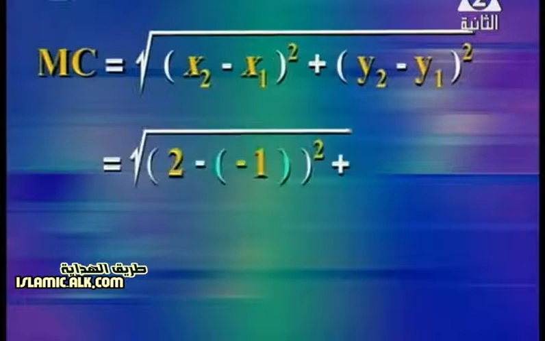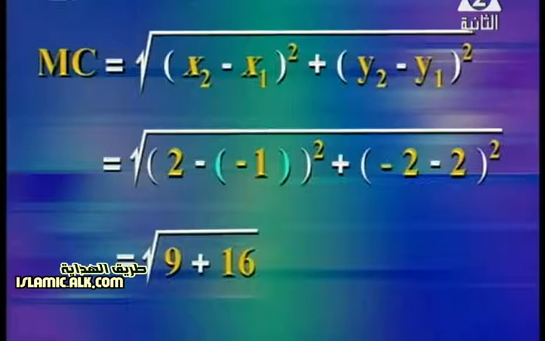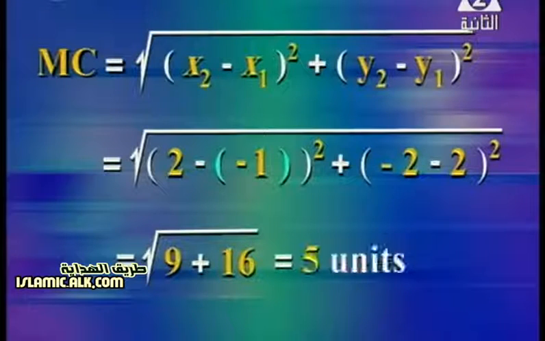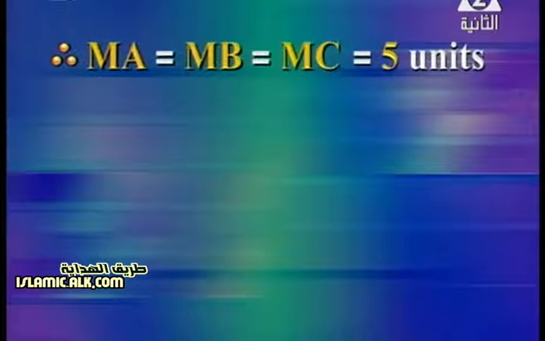What about MC? In the same way, the square root of (x2 minus x1) all to the power of 2 plus (y2 minus y1) all to the power of 2, which leads us to the square root of (2 minus negative 1) all to the power of 2 plus (negative 2 minus 2) all to the power of 2, which gives a result of the square root of 9 plus 16, which gives 5 units. Here you are going to notice that MA equals MB equals MC equals 5 units.